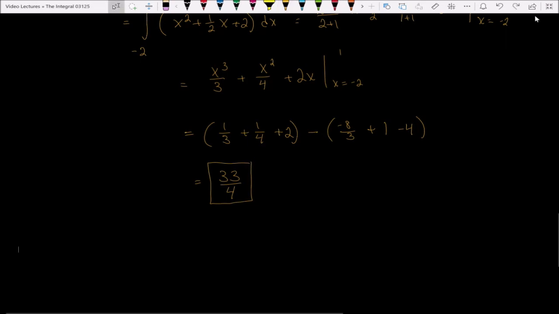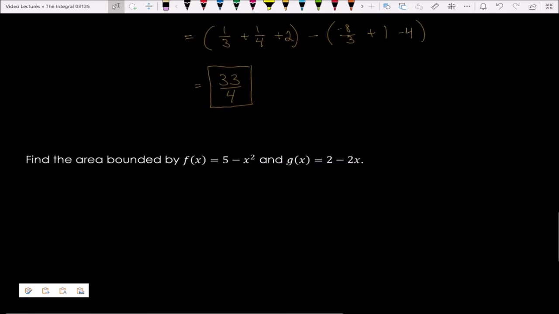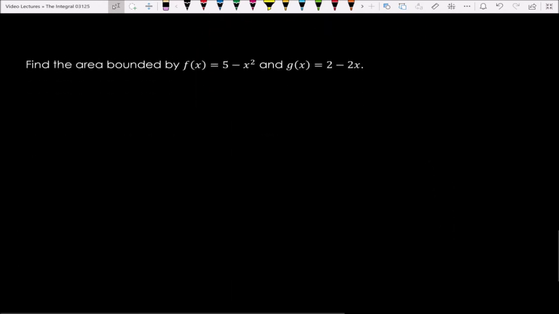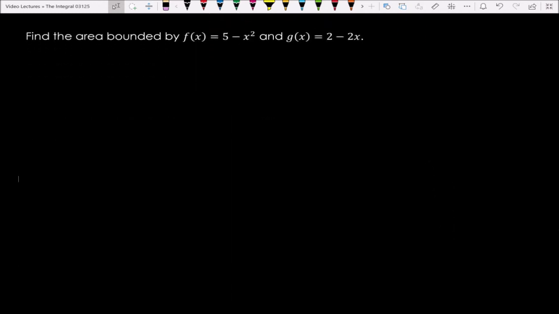So that is the area between f and g, 33 over 4. For our next example, we will find the area bounded by the functions f of x equals 5 minus x squared and g of x equals 2 minus 2x. Here we're not given an interval. So what that means is we need to find the points where these intersect, right? And then that will be our interval of integration.